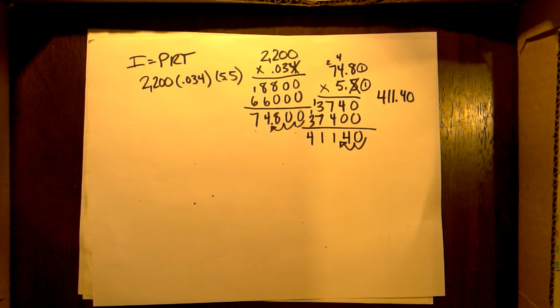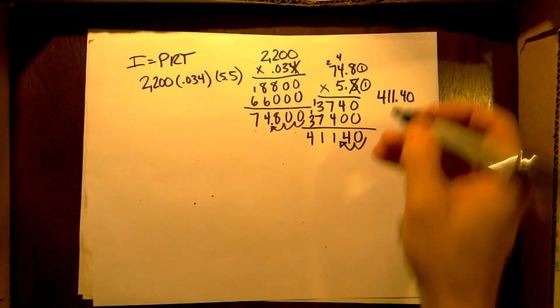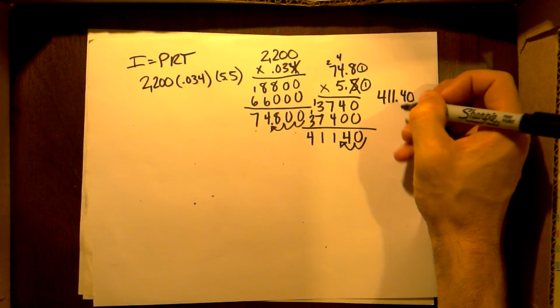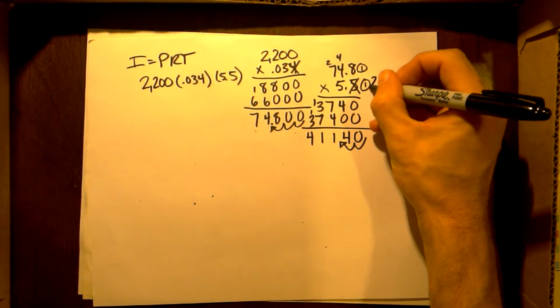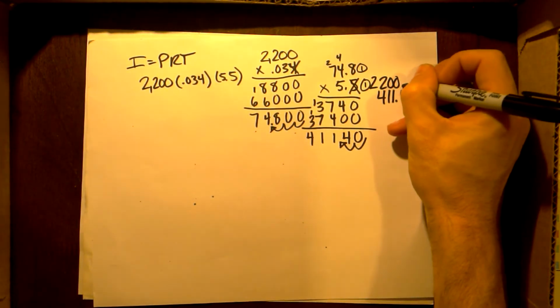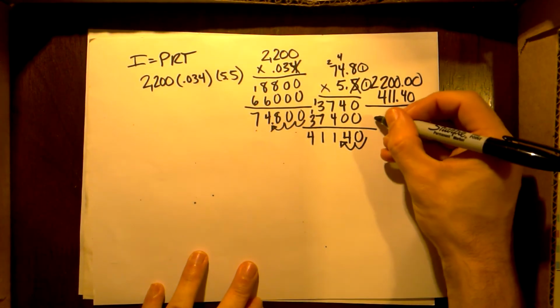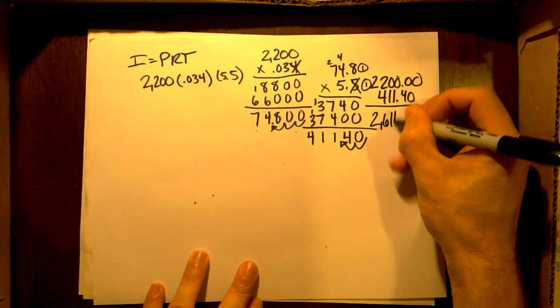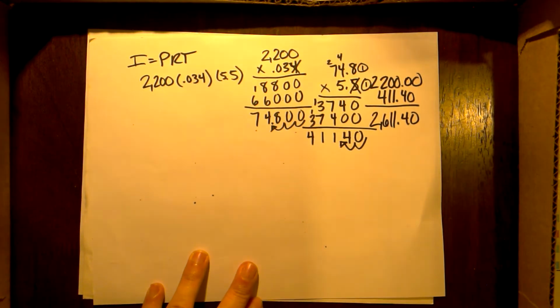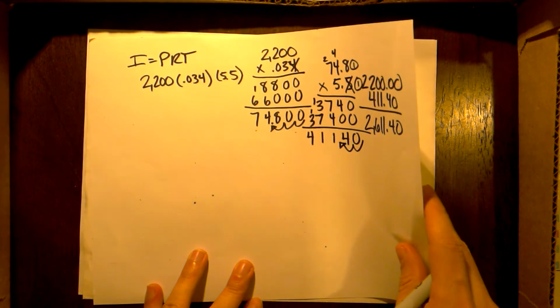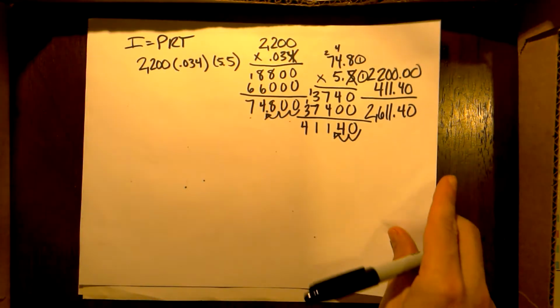How much money will the bonds be worth at the end of 5.5 years? Is it asking how much interest they earn? No, it's asking how much total they will be worth. So I need to take that $411 and add it on to the $2,200 that I have from the beginning. And that's how I get my final answer of $2,611.40. If you have any questions about what I just did there, make sure you come and ask.